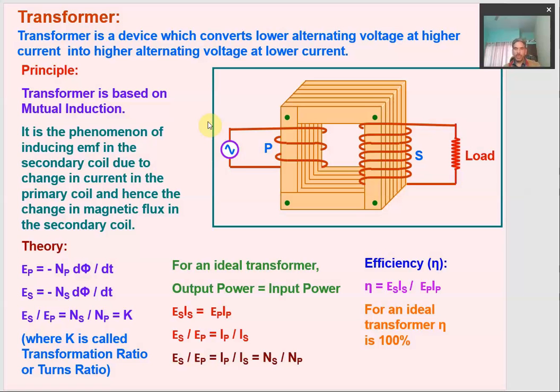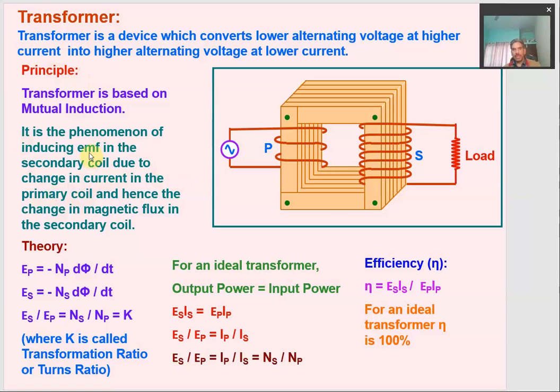So what is the basic principle on which a transformer works? A transformer works on the phenomenon of mutual inductance, right? So what is mutual induction? The phenomenon which we have already discussed. This is what we are discussing, the principle. The principle of the transformer is defined as the induction of EMF in a coil due to change in the current in the primary coil.